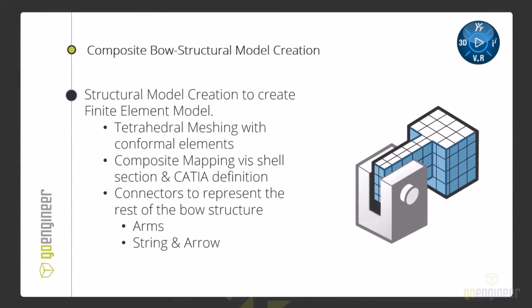So in structural model creation, I used triangle elements with conformal meshes to mesh the two halves of this composite bow structure. So it shared nodes at the boundary so they won't come apart. And then I mapped the composite layup from CATIA using the from design dropdown in the shell definition. And then finally, I used connectors to model up the arms and the string of this bow, just to simplify the analysis a little bit.